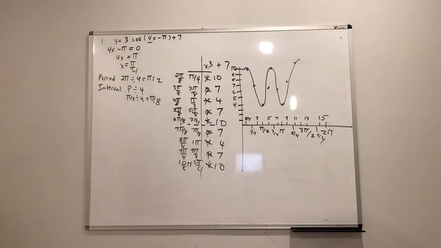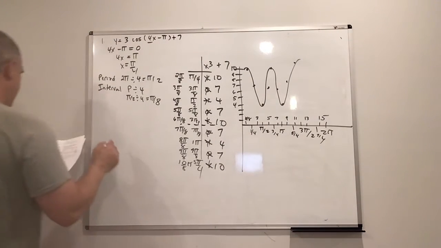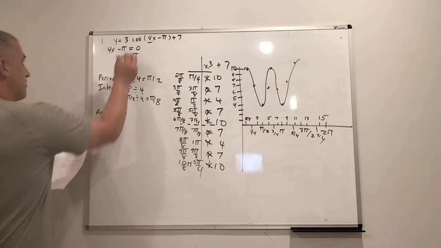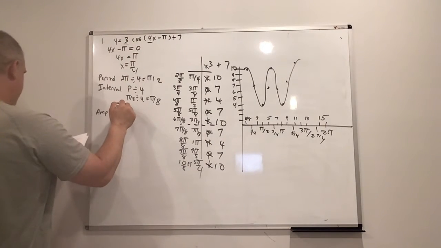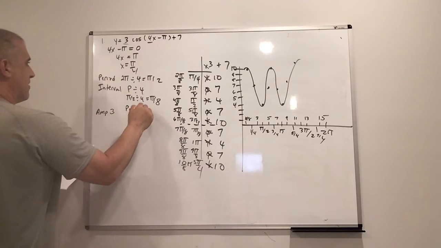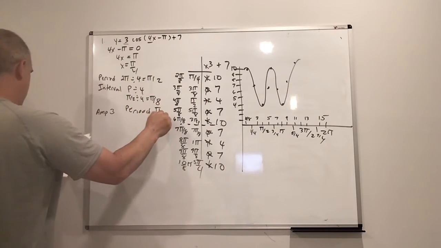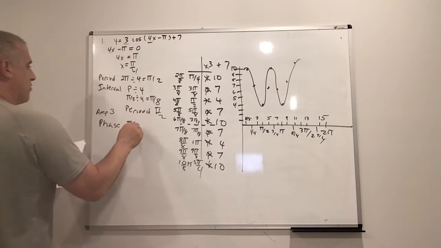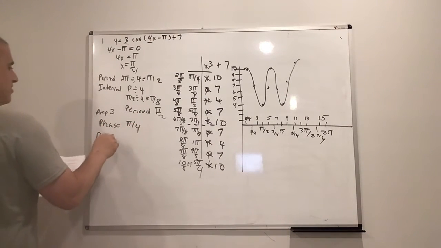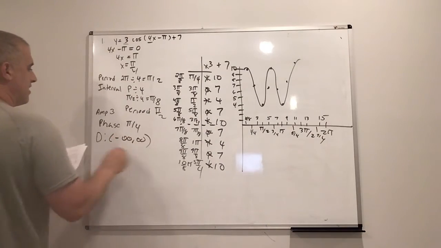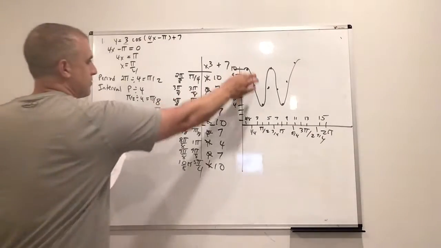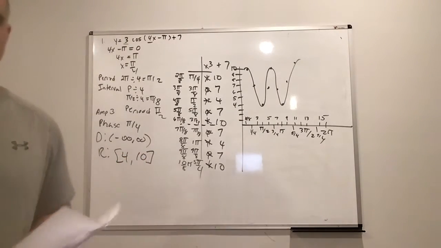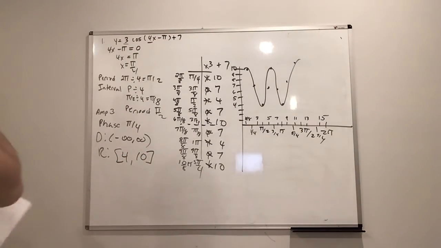Okay, all right. So what we have here, from an amplitude standpoint, amplitude is just 3. My period, we found already, was pi over 2. My phase shift is this first thing, which was pi over 4. The domain goes on forever, so it's negative infinity to infinity. The range falls between 10 and 4, so it's just that. Okay, all right.